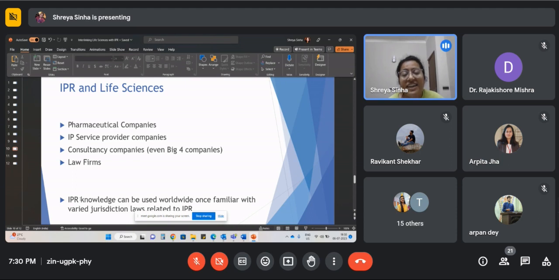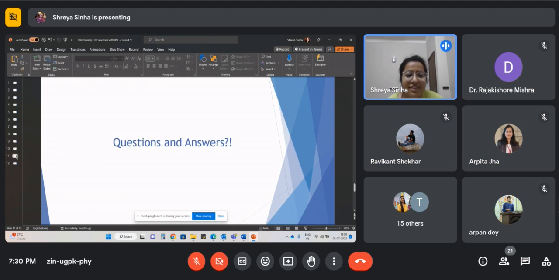In fact, India is a country which files fewer patents, and the US and China obviously file many patents every year. So this is what IPR is all about. And if anyone has any questions, let me know.